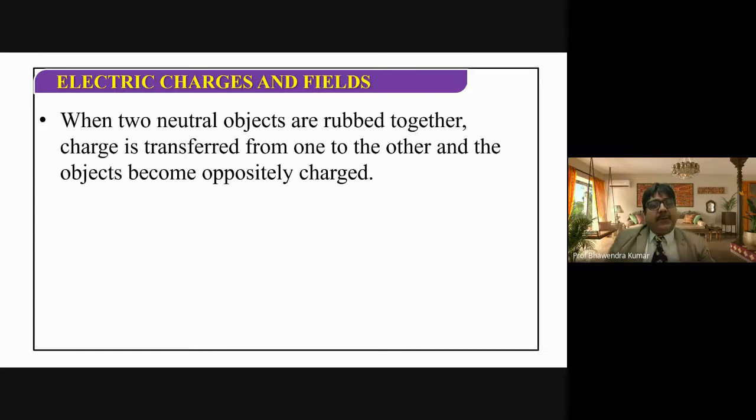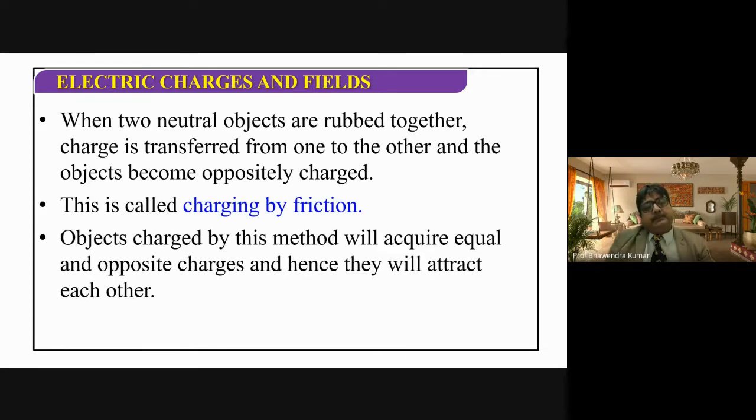So in the case of friction, what will happen? They will acquire equal and opposite charges, and after rubbing two insulators, they will start attracting each other.